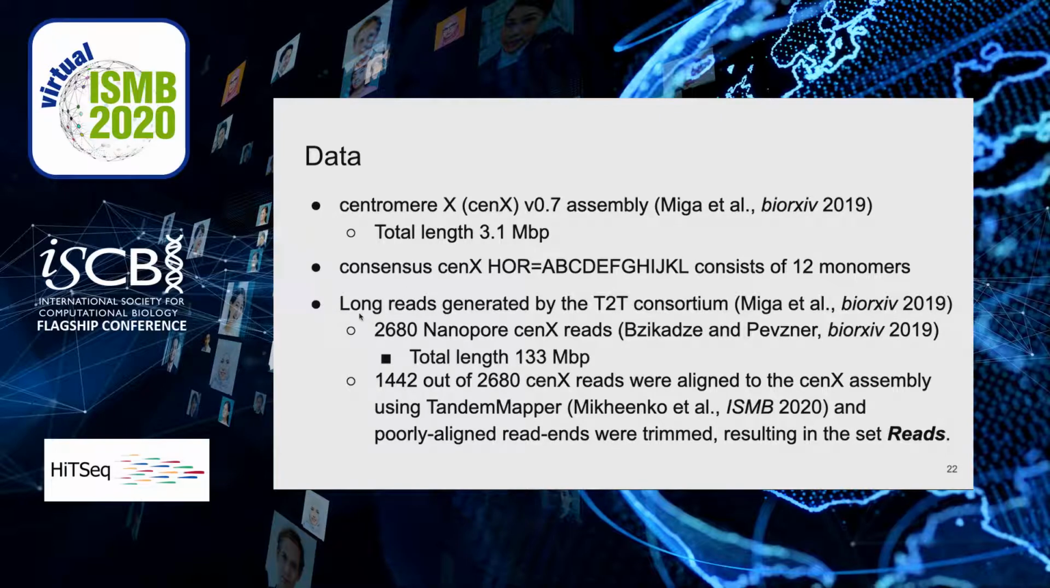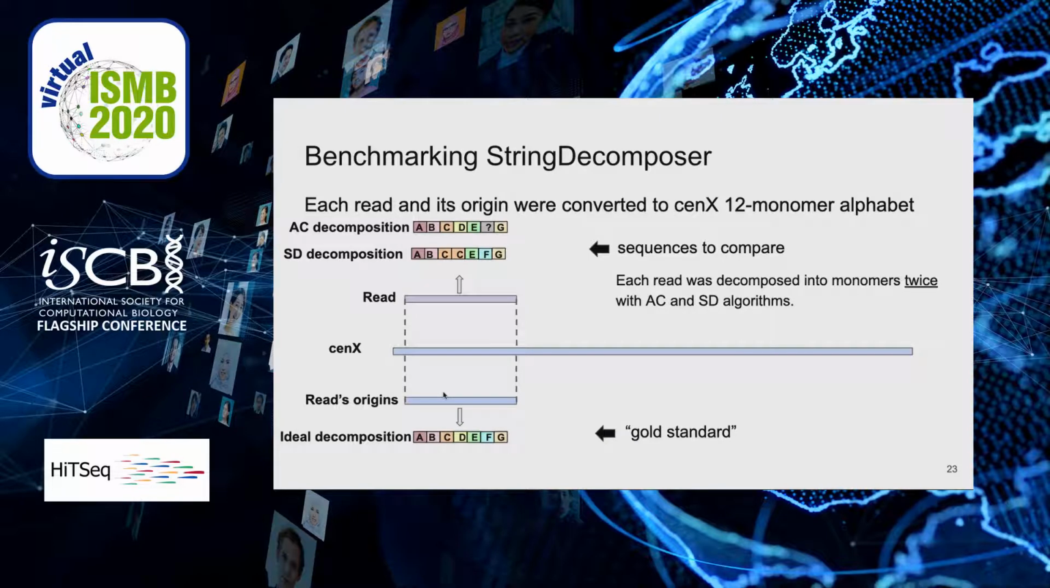We also used long nanopore reads generated by the T2T consortium and extracted about 1,500 Centromere X reads that have reliable mappings on assembly by tandem mapper. We converted each read to a sequence of monomers by String Decomposer and by Alpha Centauri. We also took the read's origin and built its decomposition into monomers, referring to it as ideal decomposition. Further, we will consider ideal decomposition as a gold standard and compare String Decomposer and Alpha Centauri decompositions with it.